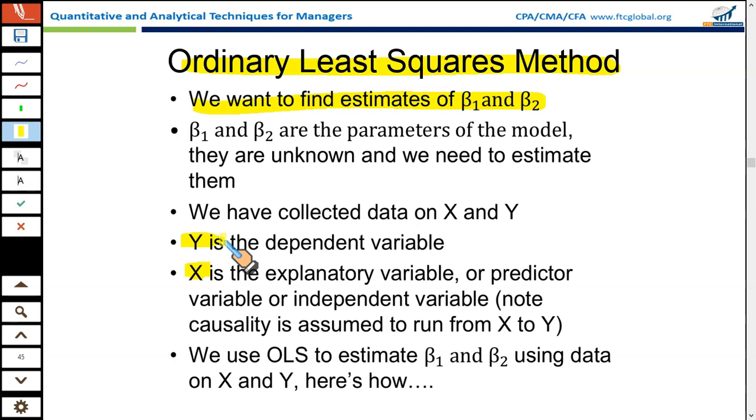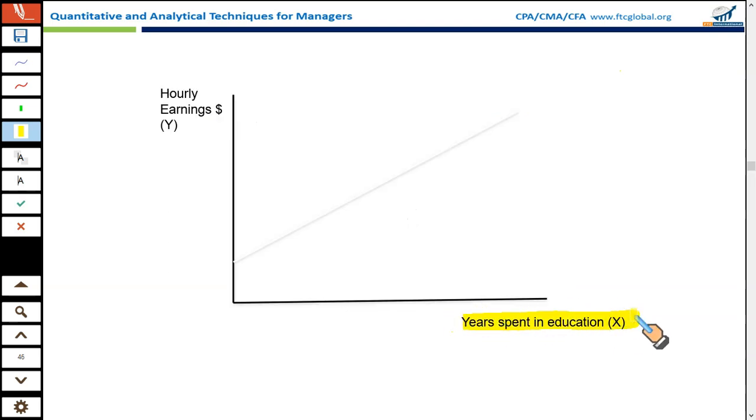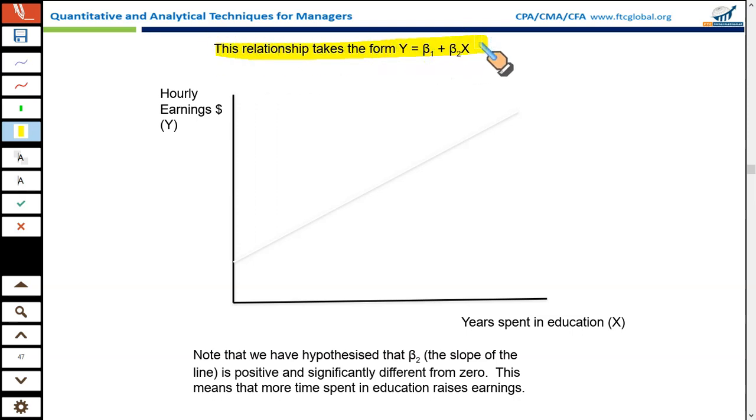Beta 1 is the intercept and beta 2 is the gradient. And this has been repeatedly discussed. So we will take data on two variables X and Y. Once the data is collected, we will then put it into OLS and see how we can determine beta 1 and beta 2. This is our independent variable, years spent in education X, also called the explanatory variable or predictor variable. And this is Y, the hourly earning, that's what we want to determine, called the dependent variable. So this relationship takes the form Y equals beta 1 plus beta 2, the gradient of the line, times X. Note that we have hypothesized that beta 2 is the slope of the line.